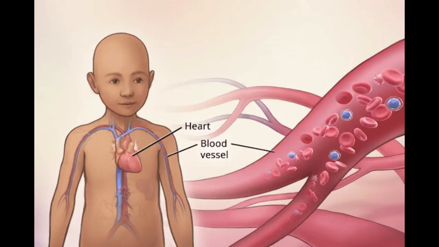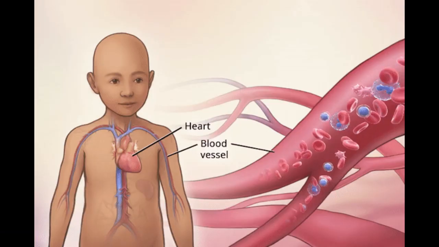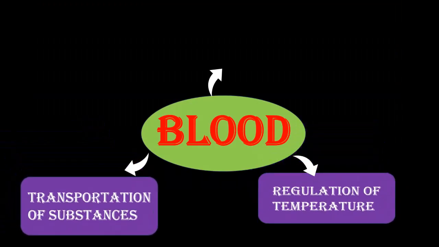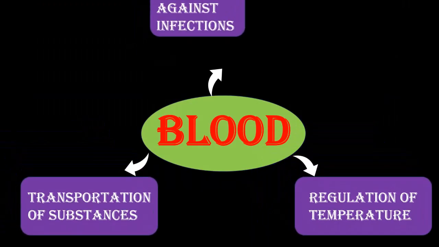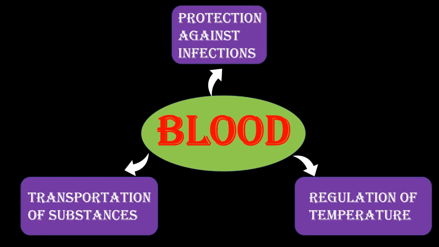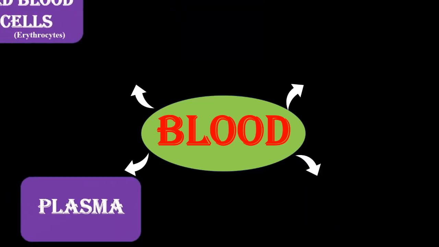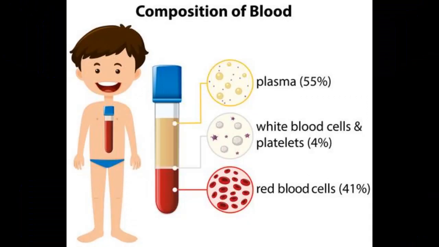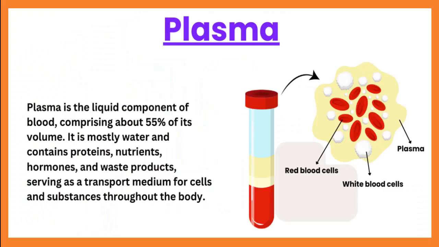Blood is a specialized connective tissue that performs vital functions in the human body, including transportation of substances, regulation of temperature, and protection against infections. Blood consists of three components: plasma, blood cells, and platelets. Plasma is the liquid portion of blood, making up about 55% of blood volume. It contains water, proteins like albumin, globulins, fibrinogen, electrolytes like sodium, potassium, calcium, hormones, and waste products.